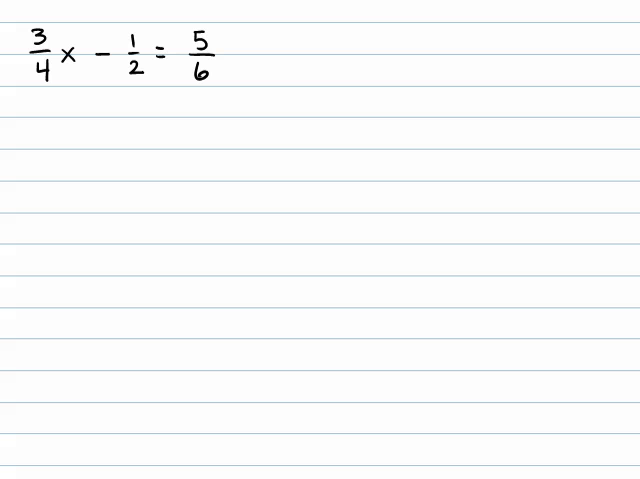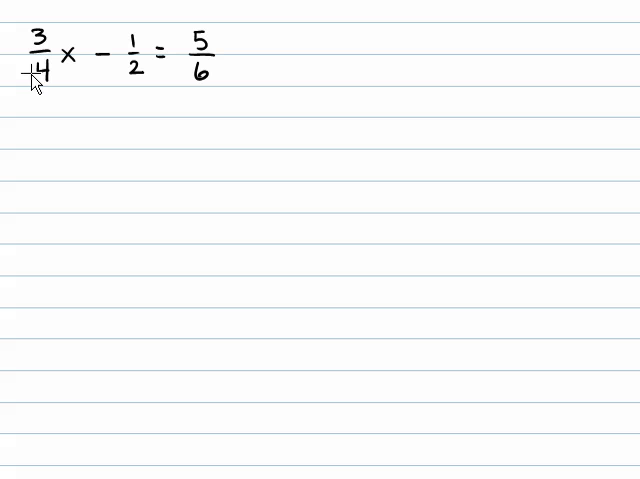So when I have this equation 3/4 x minus 1/2 equals 5/6, my first attempt will be to turn all the fractions that I see into fractions with common denominator. The common denominator in this case will be 12.